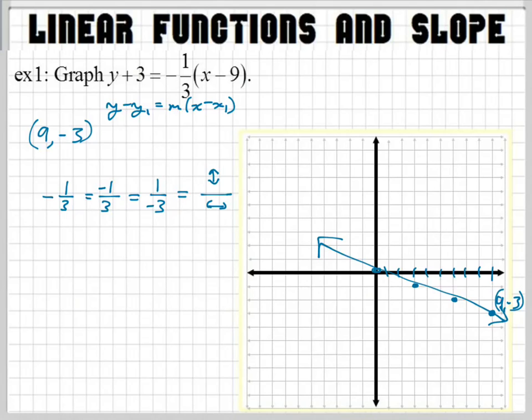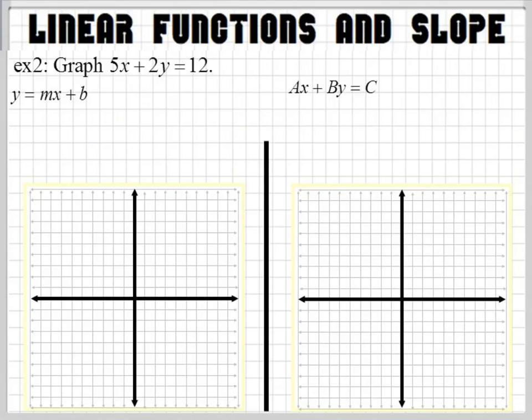Okay? Bueno? Questions? Okay, so now let's look at this one. It says graph, and it gives us an equation in standard form. So it's already an ax plus by equals c. Your a is 5 and your b is 2. Okay, let's go ahead and graph it because it's already in that form. Let's graph using standard form.